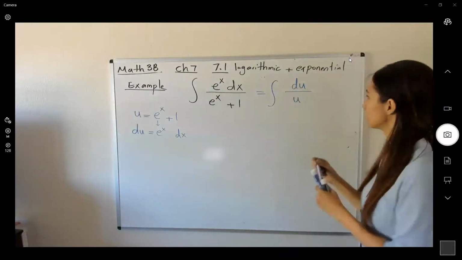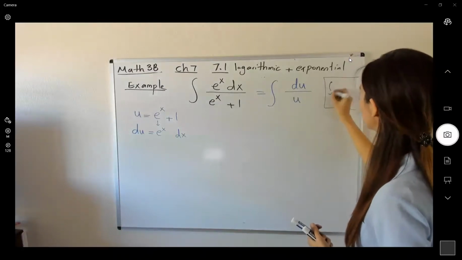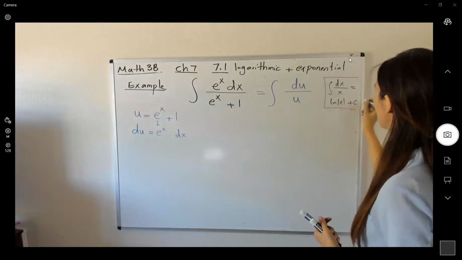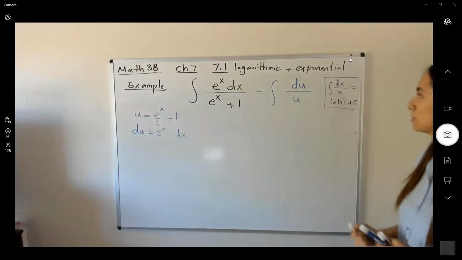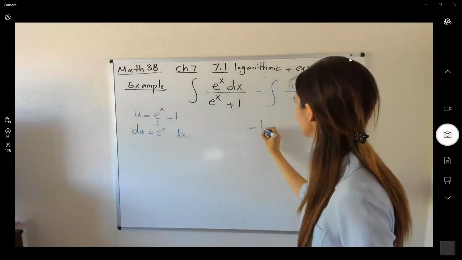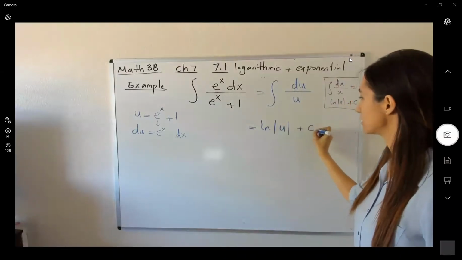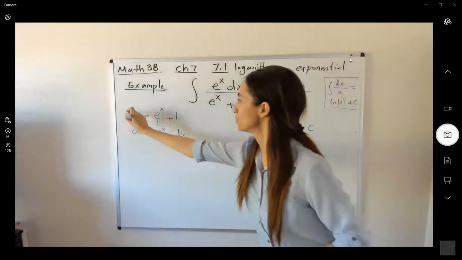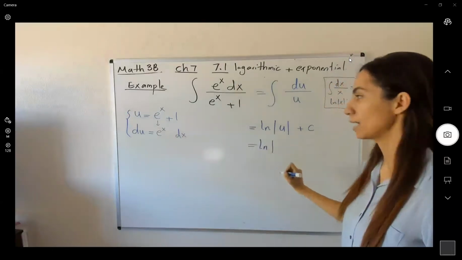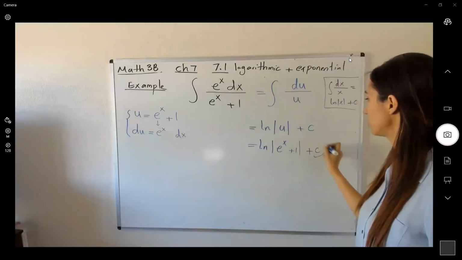We just learned that the integral of du over u or dx over x is equal to ln of absolute value of x plus constant of integration. So this integral is equal to ln of absolute value of u plus c, and u is equal to e to the x plus 1. So the integral is equal to ln of absolute value of e to the x plus 1 plus constant of integration.